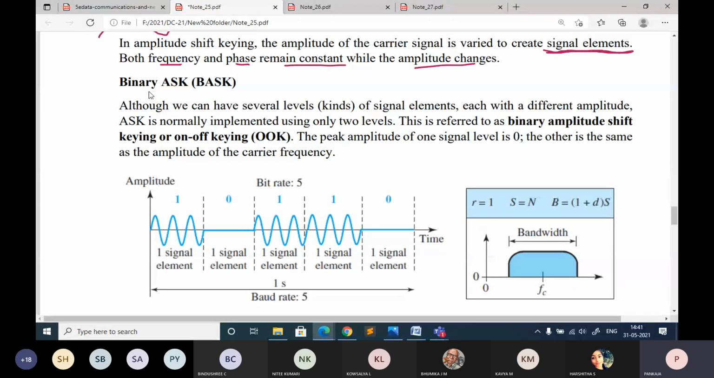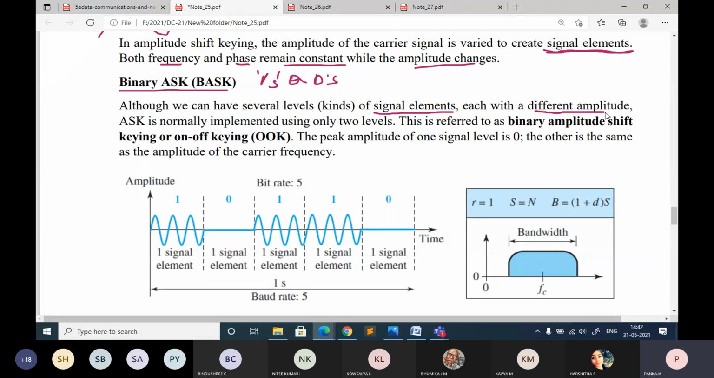There is one subcategory called binary ASK. Why binary ASK? Normally the data we are going to represent is in zeros and ones, so that's why the name is given as binary ASK. In short, it is called BASK. What exactly is going to happen here? There are several kinds of signal elements, each with a different amplitude. Several signal elements means here we are going to consider 2 levels of signal element. Those 2 signal elements will be represented with 2 different amplitudes.